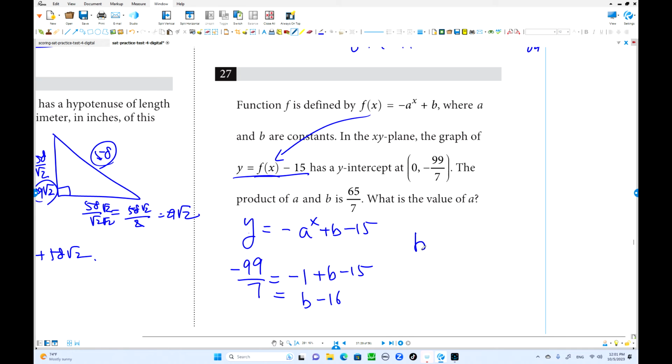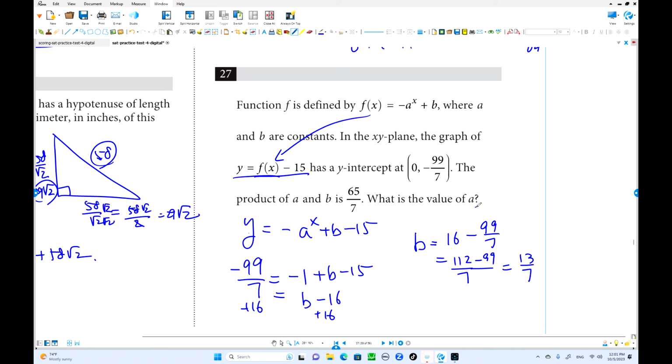So what is the value of b? Plus 16 both sides. So 16 plus negative 99 over 7. What is this one? 112 over 7 minus 99 over 7. 13 over 7. It's okay. That is the value of b.